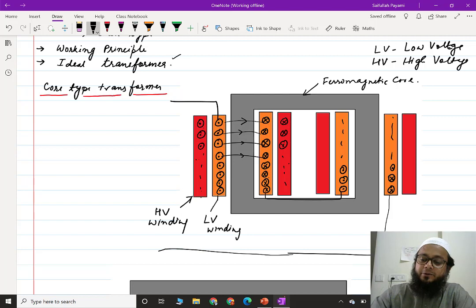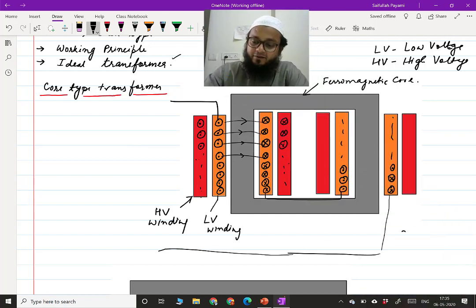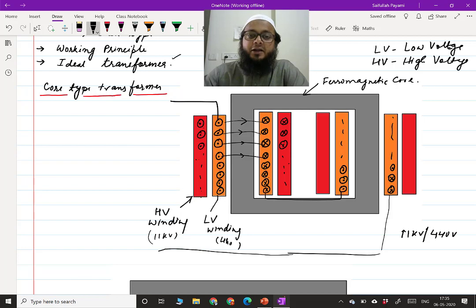Let's say for example, for a distribution transformer, you have 11 kV by 440 volt. So the low voltage would be 440 volt and this high voltage winding would be 11 kV. If we do it this way, we are able to save some insulation. Now what about a 765 kV and 33 kV transformer?